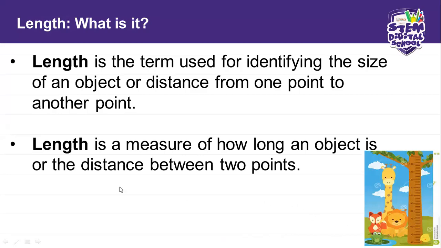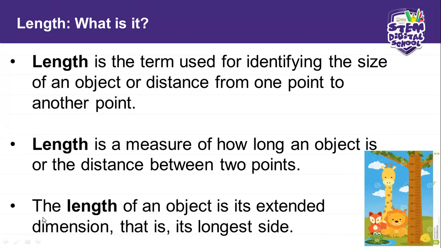So at this point in time, we are not looking at the numbers at all, but we just want you to see that something is long or something is short, okay, and see the difference, okay? Here we go. So the length of an object is its extended dimension. That is the longest side. So if you look at yourself when you are standing up, we are looking at your longest side, like up to where your head ends, okay? There, the highest point, okay?